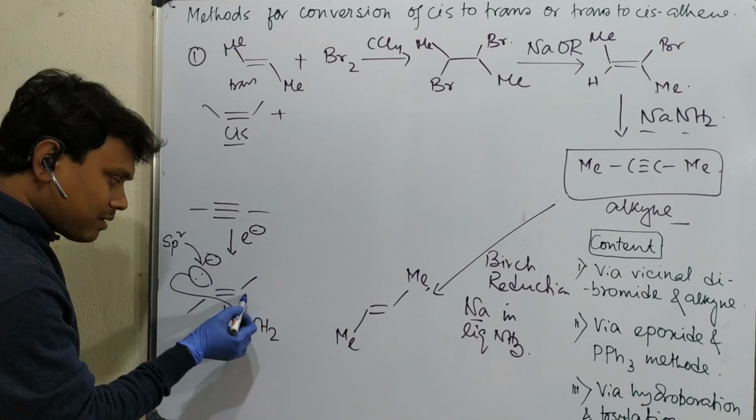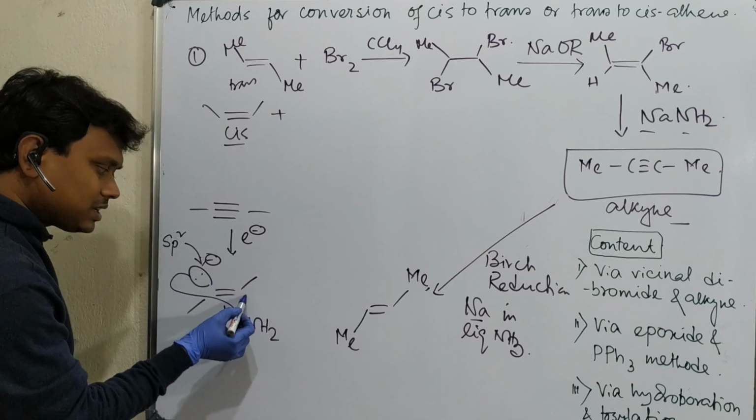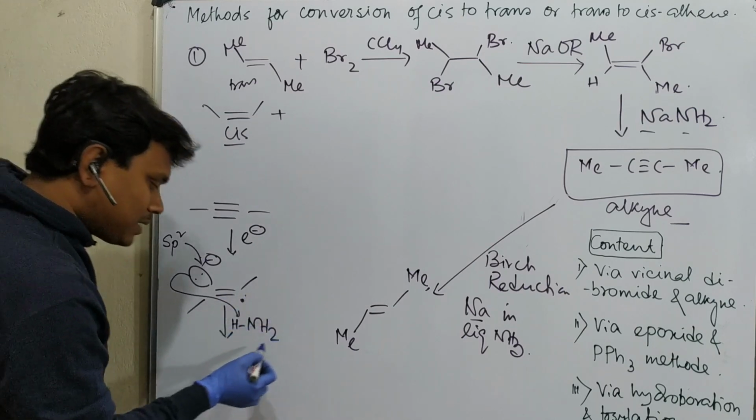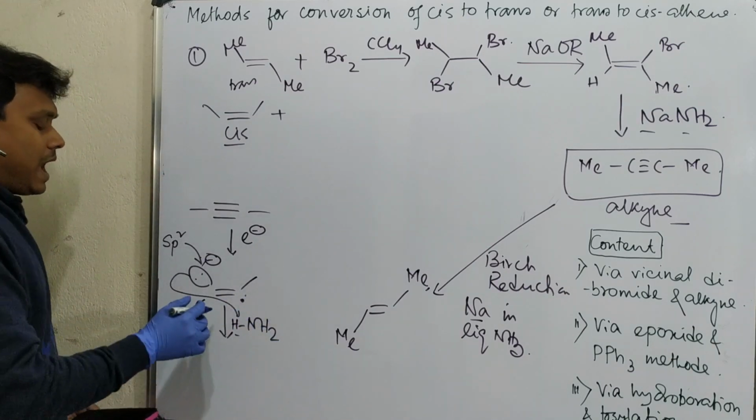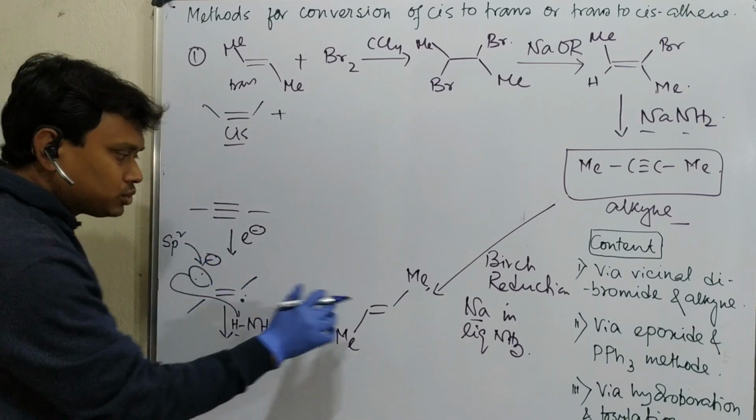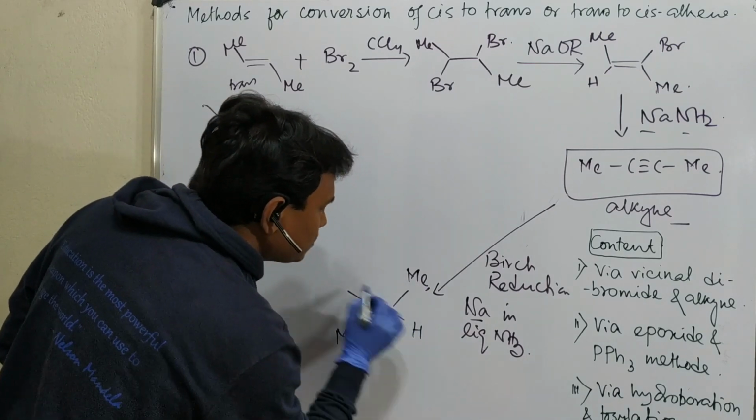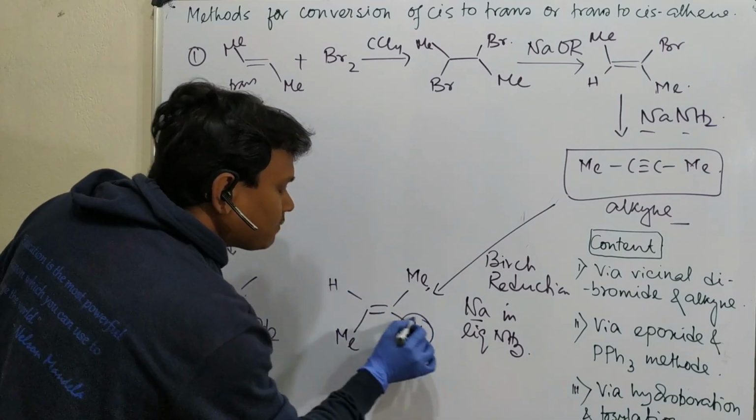Second step, again another electron, then here there will be a negative charge that will abstract a proton from another ammonia molecule, and in this way the two-step reduction happens and two protons come. So this proton comes from the ammonia molecule.